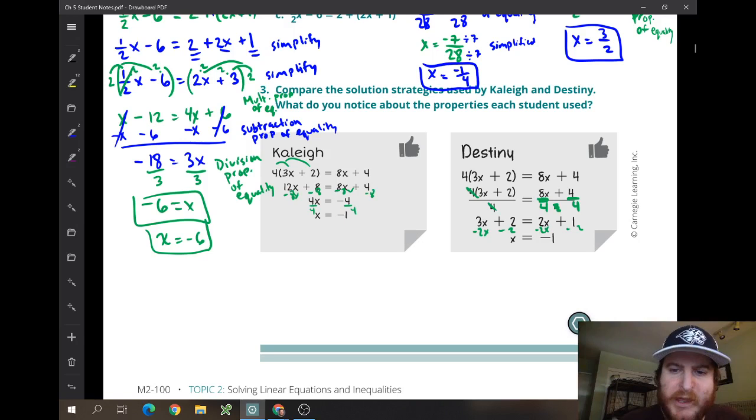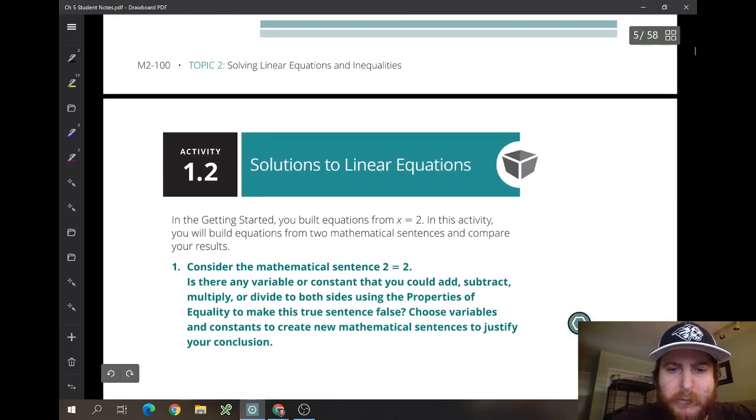Personally, I think Destiny's way kind of confuses me sometimes. And so I like to distribute first. But if you'd rather go with Destiny's way, that's okay as well. As long as you apply these properties, there are lots and lots of different orders we can do it in. So that's what that's showing.